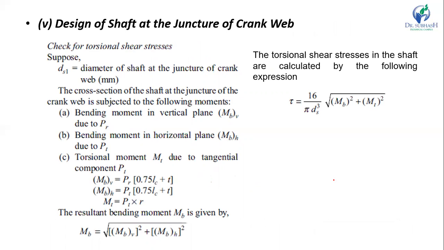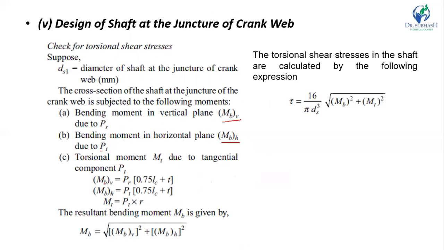Shaft design. Let DS1 be the diameter of the shaft at the juncture of the crank web. The cross section of the shaft at the juncture of the crank web is subjected to different moments: bending moment in the vertical plane MBV due to PR, bending moment in the horizontal plane MBH due to this load PT, and torsional moment MT due to the tangential component PT.